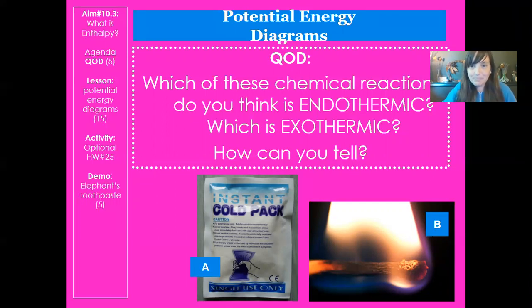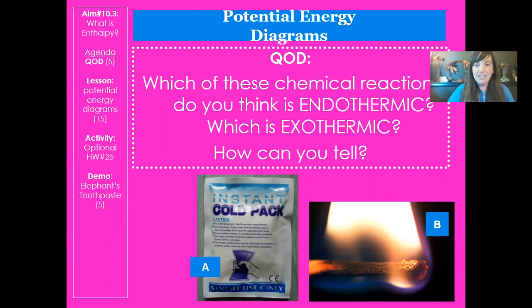So question of the day here is, which of these chemical reactions do you think is endothermic? Which is exothermic? How can you tell? This is harkening back to the very first unit of the year, the physical nature of matter, when you did your hot pack, cold pack in the lab.